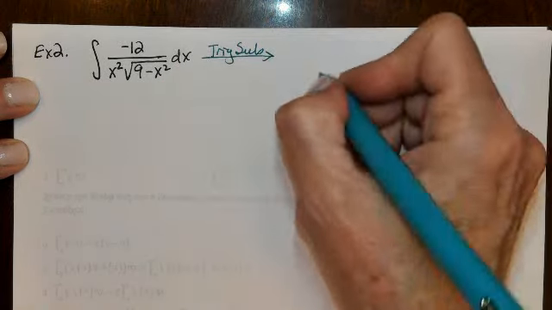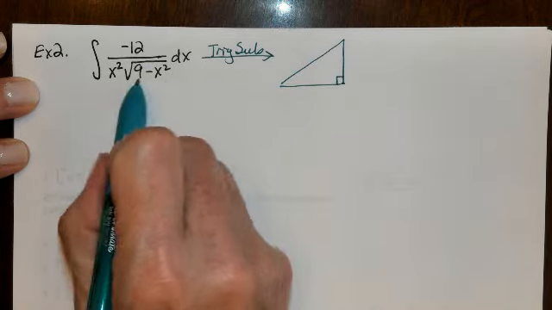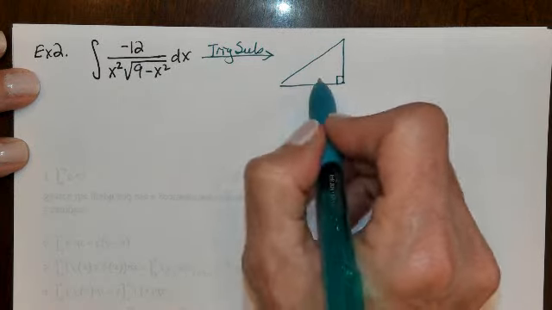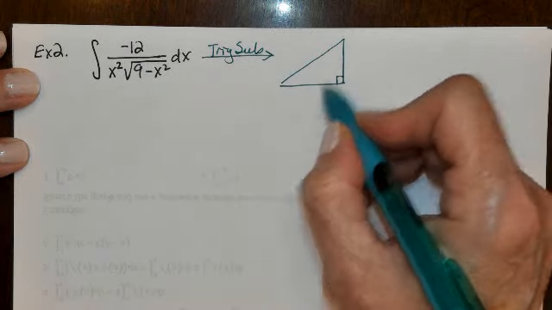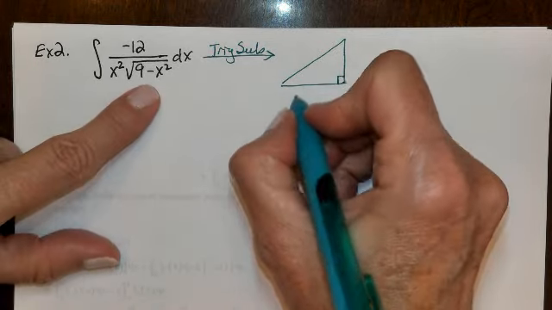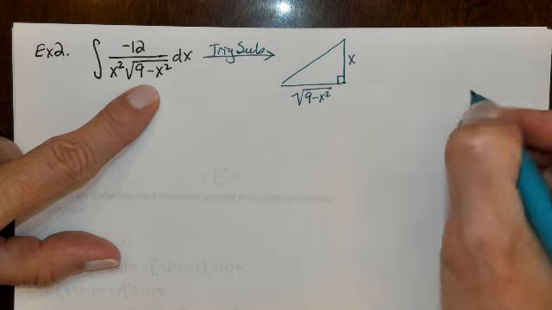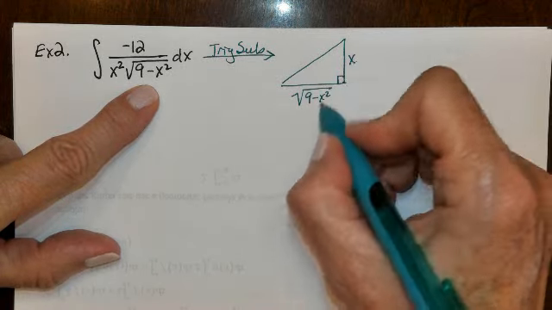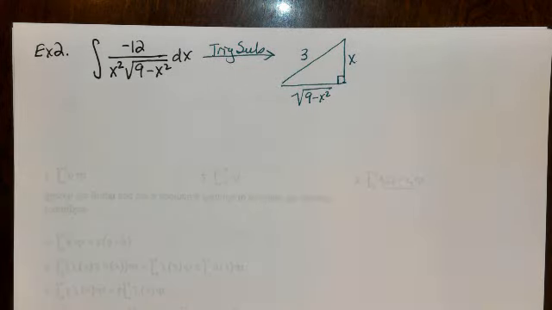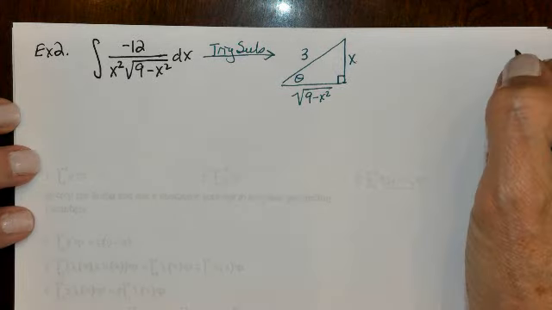I'm going to draw the triangle. Again, I'm focusing on the square root. I want that square root to be one of my sides. Since there's a minus, it's going to be one of my legs, and it really doesn't matter which. I'm going to make it the bottom leg, the adjacent leg, so that I can let x be that side. And then the hypotenuse has got to be a 3 because it's the positive number inside that square root. So here is my theta.